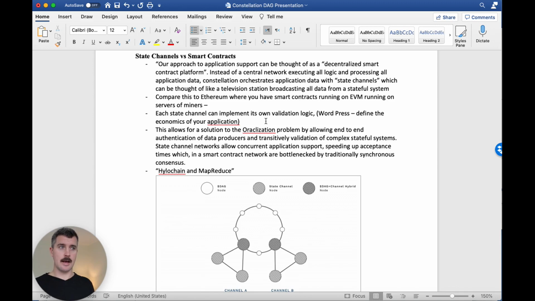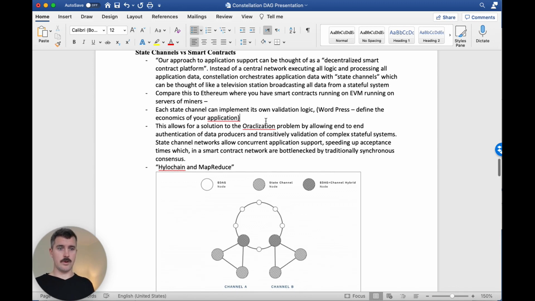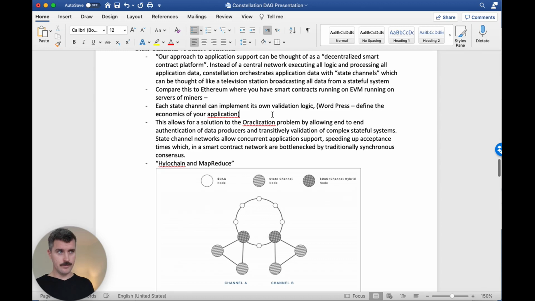application. And this is why they liken DAG to WordPress, because WordPress was a template that enabled people to define the format and introduce application logic to their websites. It enabled and empowered people to do that. And DAG is giving people that freedom, but in the context of blockchain.